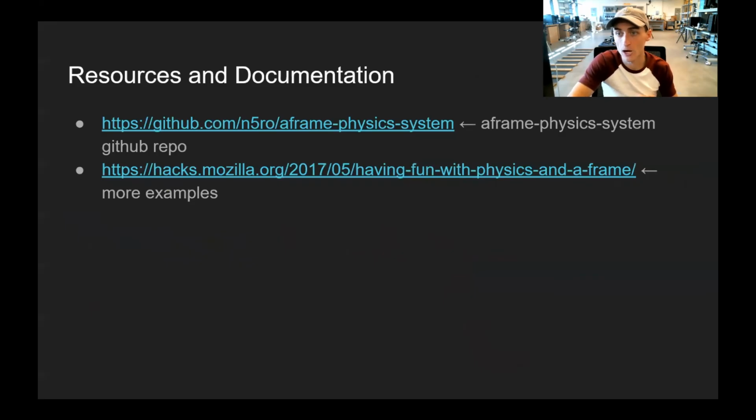The extra documentation that I would recommend is right here. This is the resources and documentation page of the slides, and of course, this will be available to you. The first bullet point is the actual GitHub repository of the A-frame physics system that you'll use. If you go to the README file, it will tell you a lot about all the different properties you can set for the physics in the A-frame scene. And this was just another website that I looked at while making this video and these slides. It has more examples to get you more used to using physics in A-frame.